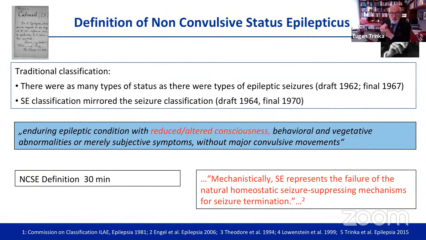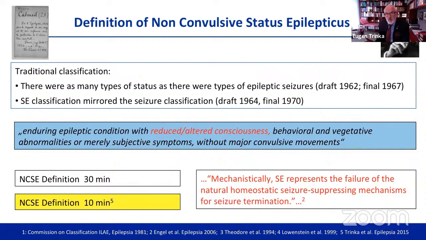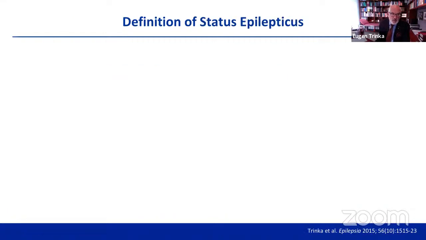And in the non-convulsive forms, that's a bit of a problem because they left it completely out of the classification at that time. And I like especially the definition by Frank Grislane. He said that non-convulsive status is an enduring epileptic condition with reduced or altered consciousness, behavioral and vegetative abnormalities, or merely subjective symptoms without major convulsive movements. So the traditional definition was at least half an hour. It was based on assessment, but not on scientific rules. And we now set the time for 10 minutes.